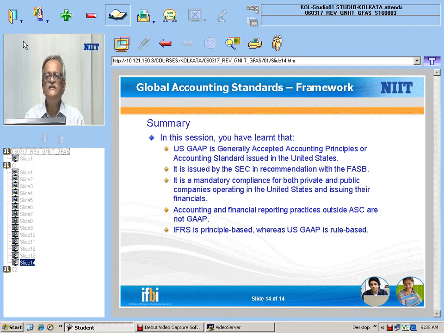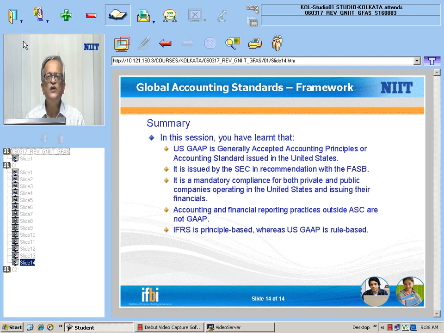So what have we learnt in this session? You have learnt US GAAP is generally accepted accounting principles, or accounting standards, issued in the United States. It is issued by SEC in recommendation with FASB. It is mandatory. Mandatory means compulsory by law. Compliance is required for both private and public limited companies operating in the United States and issuing their financials.